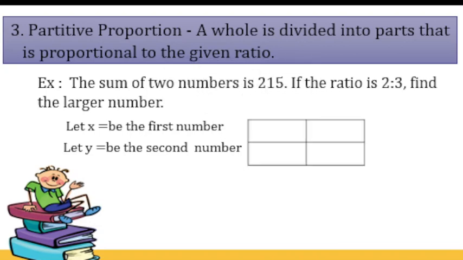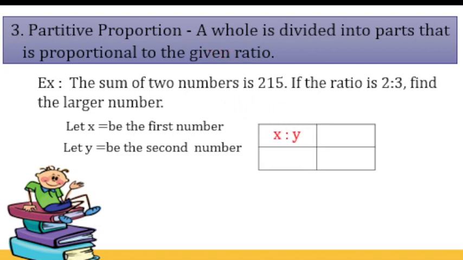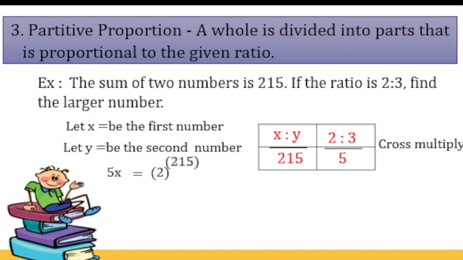Okay, so we have the x and the y. The sum of the x and y is 215. And the ratio is 2 is to 3, which sums to 5. Okay, so let's cross multiply. The first ratio is x is to 215 as 2 is to 5. By cross multiplying, 5x is equal to 2 times 215, and 215 times 2 is equal to 430.